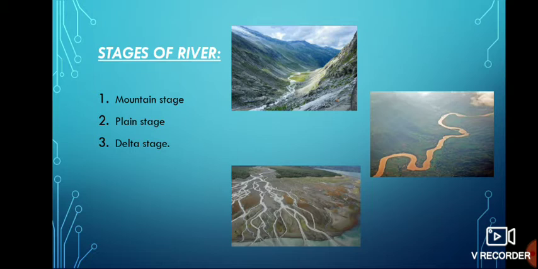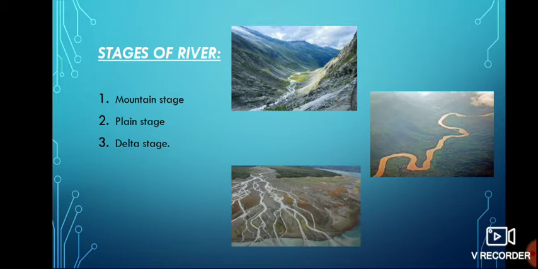In the plain stage, when the river enters the plain, its velocity decreases and it no longer performs the action of deepening the valley, and it starts widening it instead.